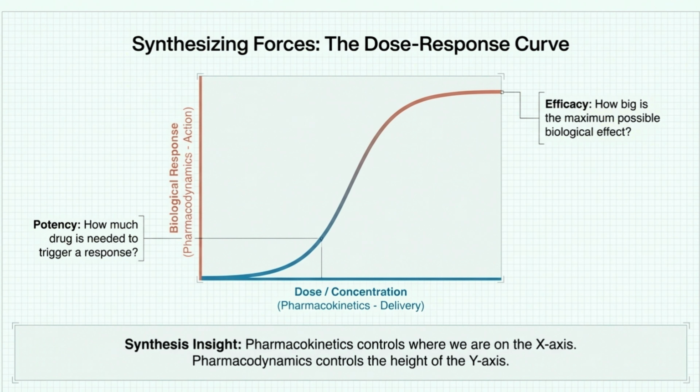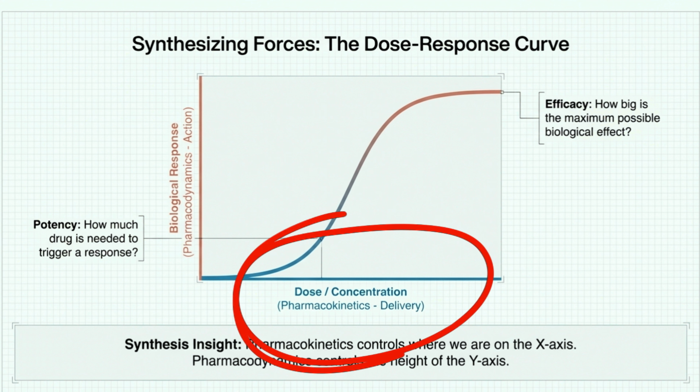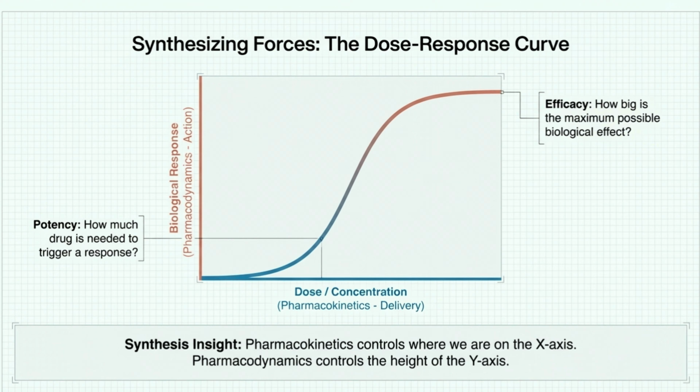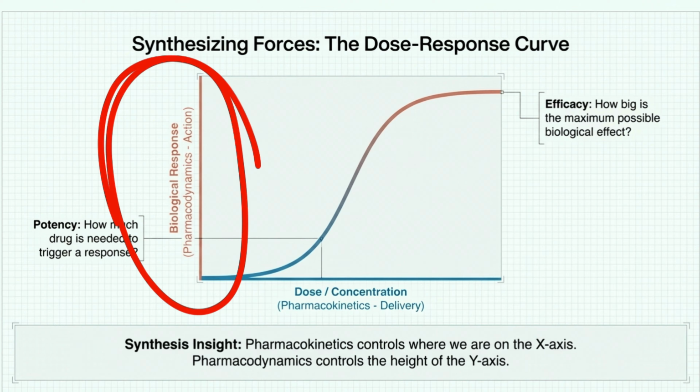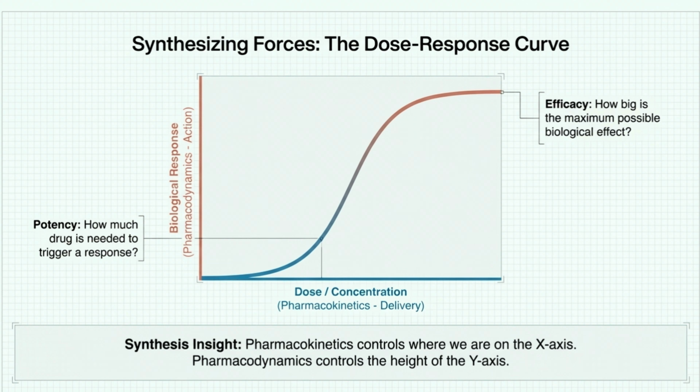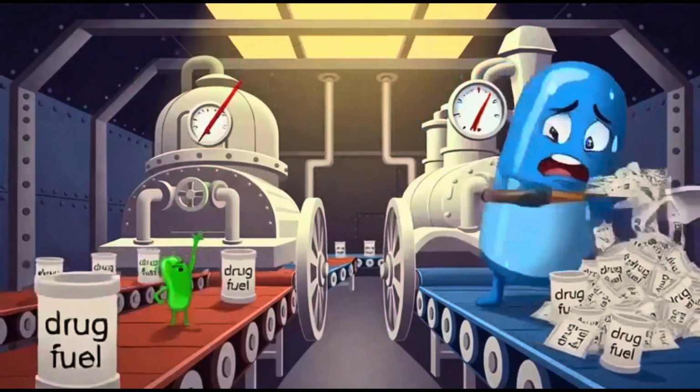We have treated pharmacokinetics and pharmacodynamics as two different worlds. But to truly understand a medication, we have to synthesize them together. And that happens right here on the dose-response curve. The x-axis represents your pharmacokinetics, how much drug was actually delivered. The y-axis represents your pharmacodynamics, how big of a cellular response was triggered. This graph answers two clinical questions.